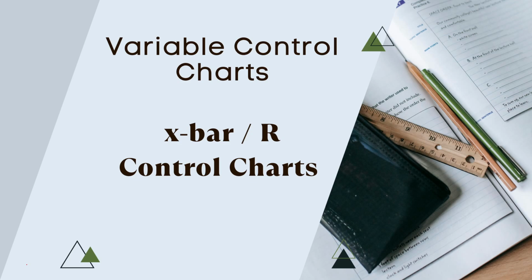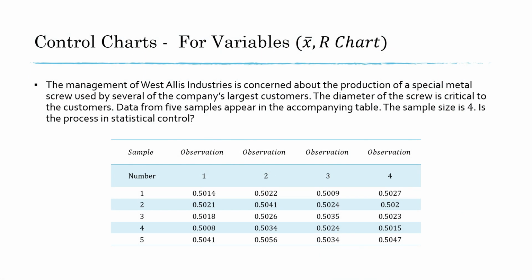Hi everyone. In this video we will learn how to calculate upper and lower control limits for X bar and R chart. We have the sample data from West Ellis Industries. The management is concerned about the production of a special metal screw used by several of the company's largest customers. The diameter of the screw is critical to the customers.